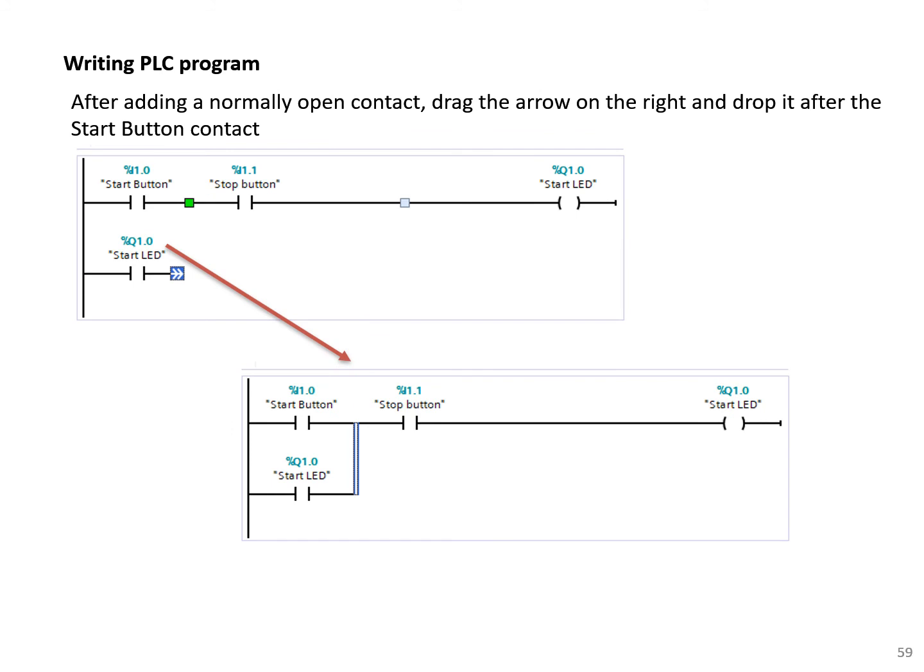So we continue with writing the PLC program. After adding a normally open contact, drag the arrow on the right and drop it after the start button contact. So here, you already added the start LED. Now you could connect it here. So you have a parallel branch, and notice that we did the latching. We have the same address of the coil for the start LED in the contact here.